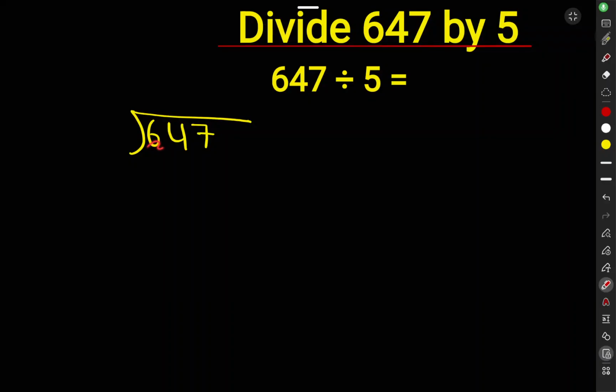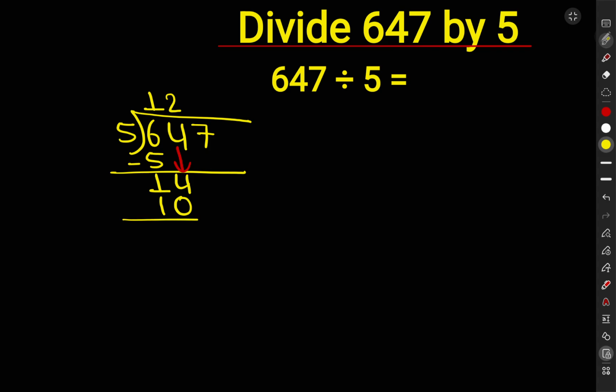If we divide 647 by 5 in the long division method, 5 times 1 is 5. On subtracting, we get 1. So now we put down this 4 and it is 14. 5 times 2 is 10. On subtracting, we get 4.